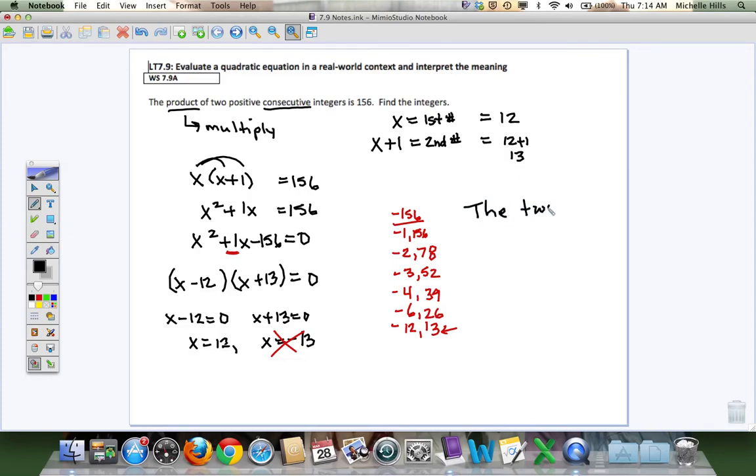The two numbers are 12 and 13. If I multiply those together, I will get 156.